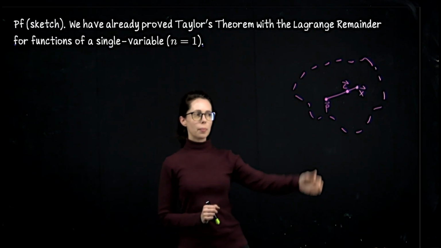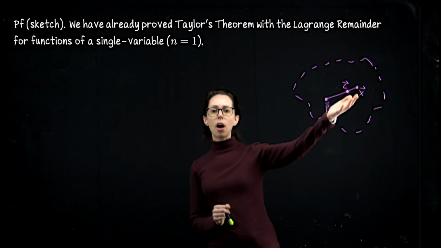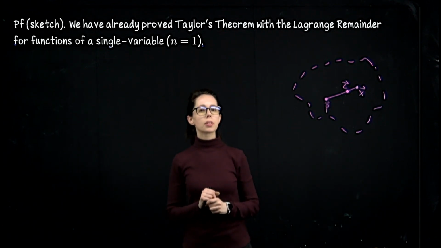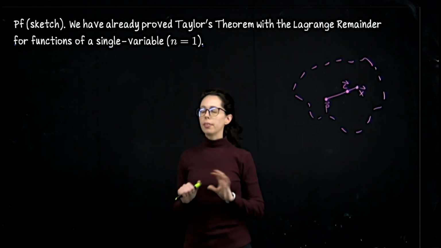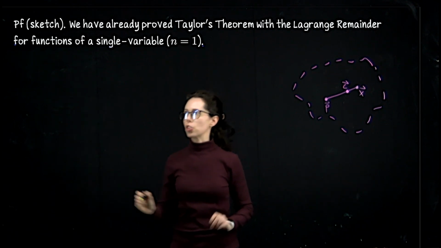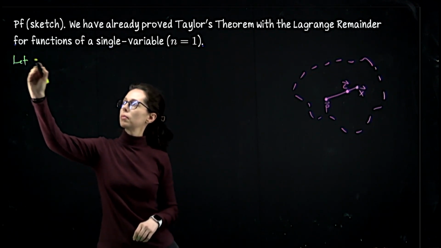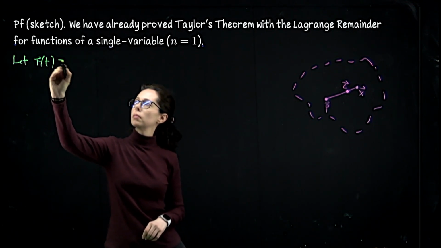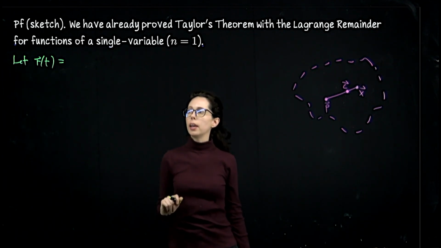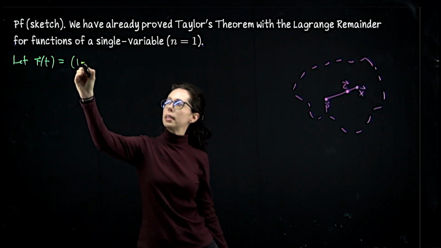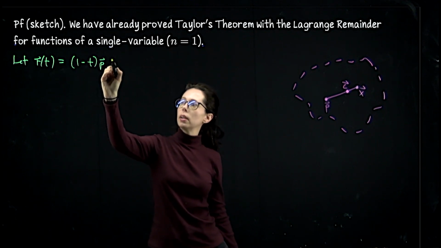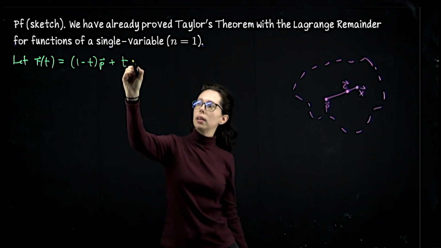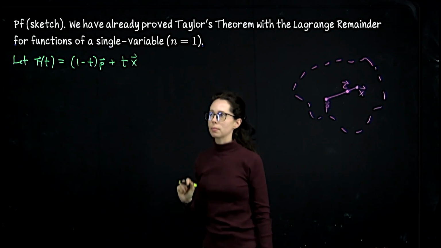We are looking for a behavior that will exist on this line segment. So the first thing we need to do is describe that line segment. There's a very standard way to parameterize a straight line, and that is to let r of t be 1 minus the parameter t times where you start, plus the parameter t times where you finish.